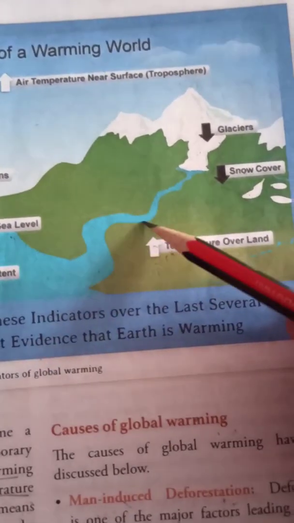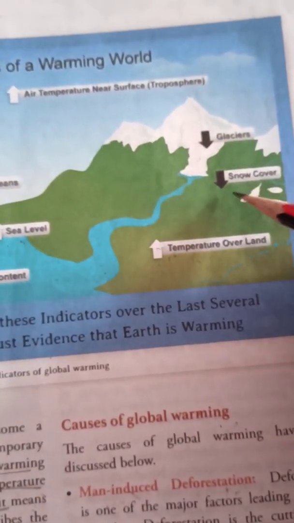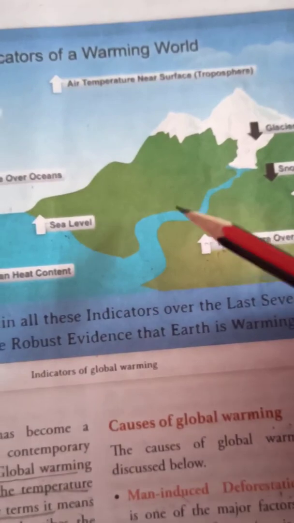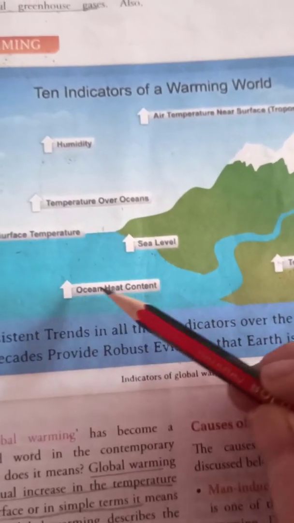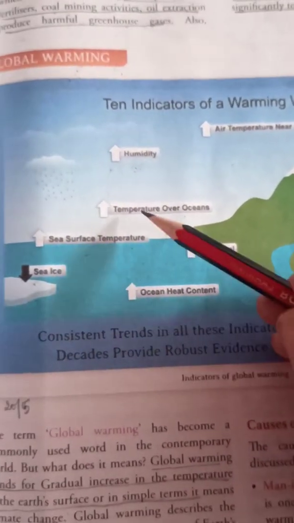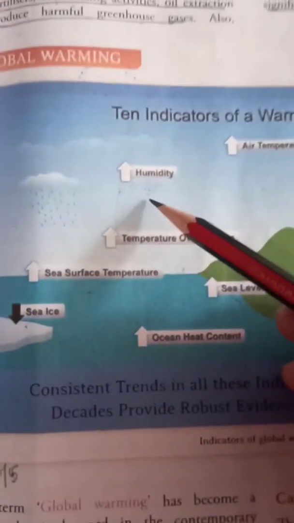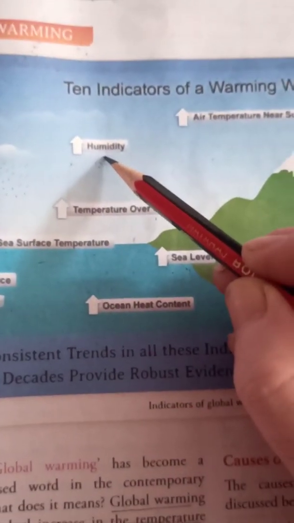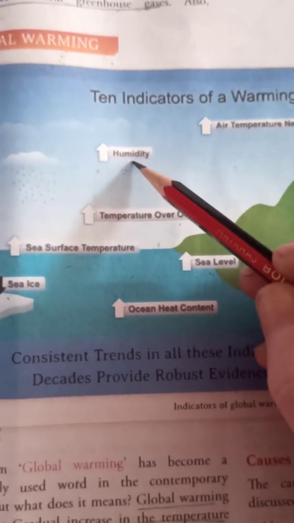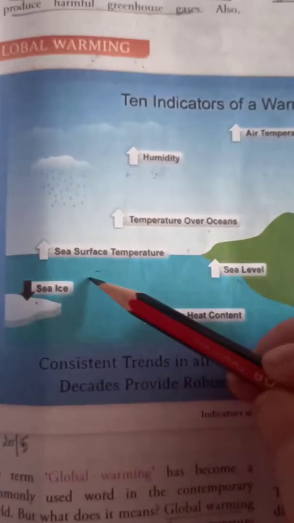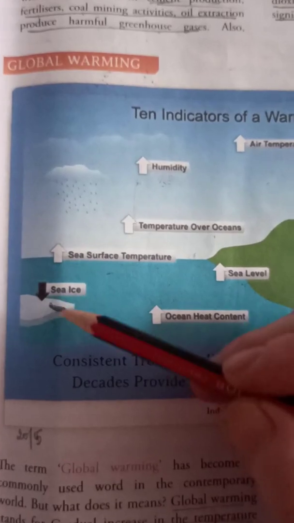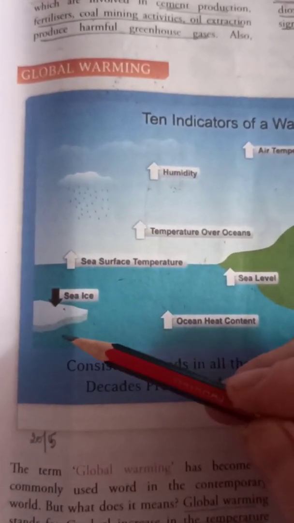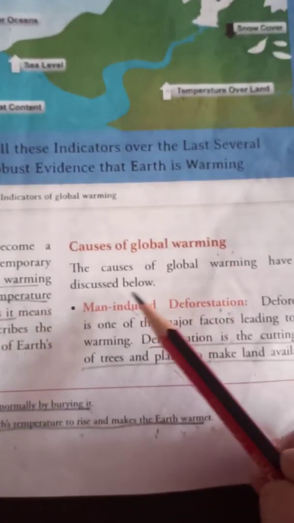First of all, the temperature of the land rises. Then you'll find the glaciers and the snow cover melting. As they melt, the level of the sea rises. You'll see the heat content of the oceans also rises. The temperature over the oceans has also risen. You'll find a lot of humidity in the atmosphere. What is humidity? The amount of water vapor present in the air. Then the sea surface temperature also rises, and you'll see the sea ice also starts melting. Now here we have the causes of global warming.